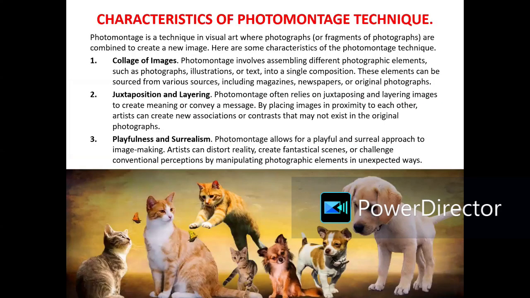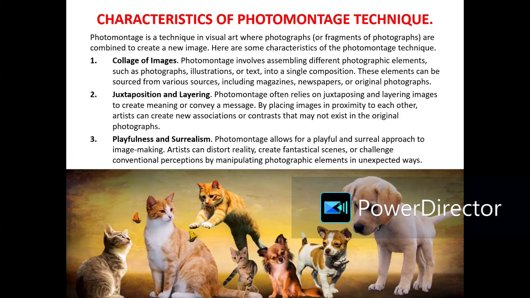Characteristics of photomontage technique. Photomontage is a technique in visual art where photographs or fragments of photographs are combined to create a new image. Here are some characteristics of the photomontage technique. 1. Collage of images. Photomontage involves assembling different photographic elements such as photographs, illustrations, or text into a single composition. These elements can be sourced from various sources, including magazines, newspapers, or original photographs.